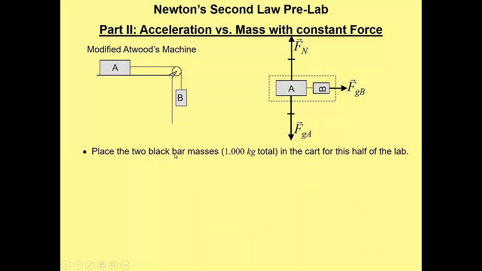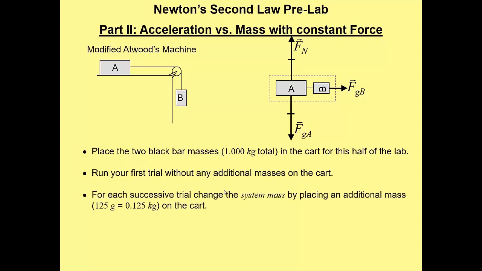Like I said, you're going to put these two big black bar masses, which are about 500 grams each, or about 1 kilogram total, in the cart for this half of the lab. And the only reason you're putting them in there is to slow everything down, all right, so it doesn't fly around on you. You're going to do your first trial with no additional masses on the cart. Yes, you're still going to have the black bar masses in there the whole time, but you're not going to put any other masses in there. You'll run your trial, you'll measure your acceleration, you'll calculate your system mass.